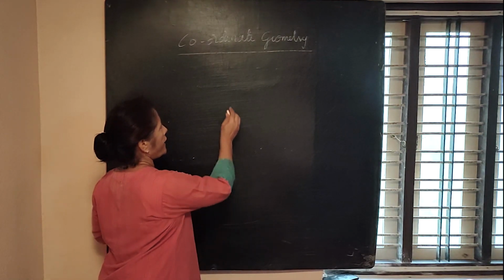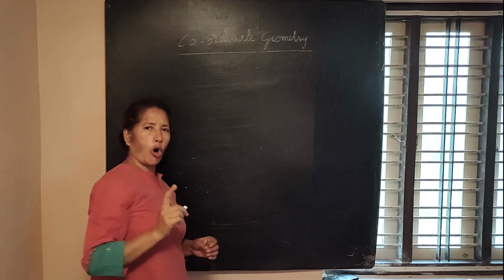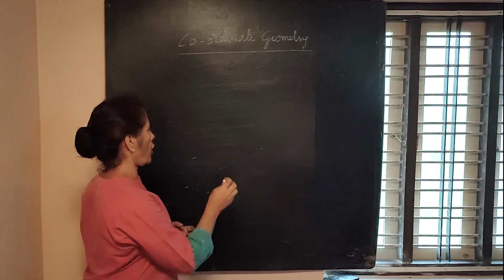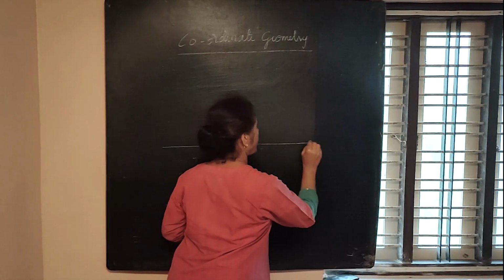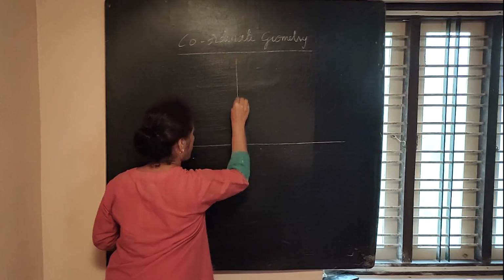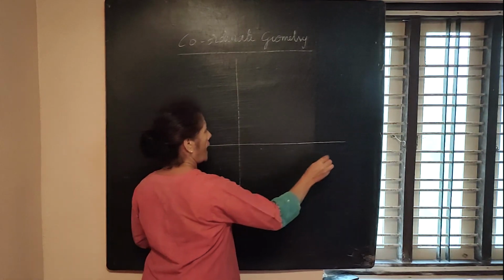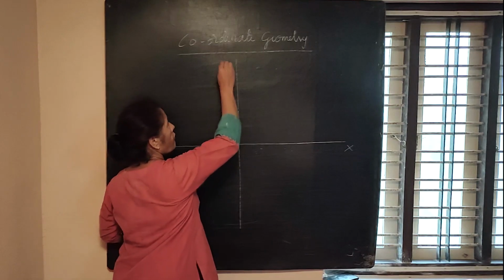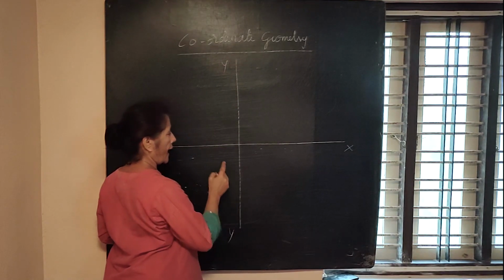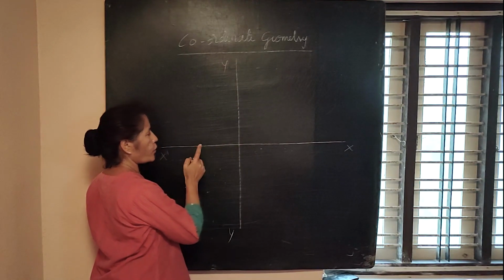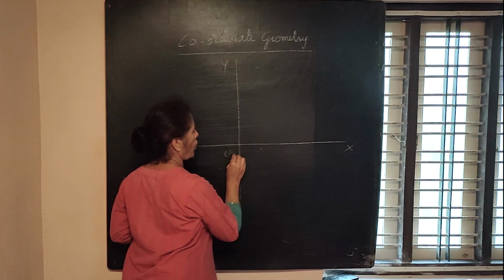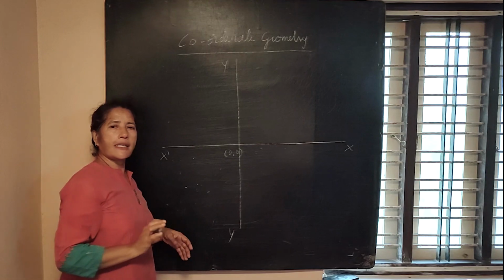In a plane, I can draw two coordinates. They are the x coordinate and the y coordinate. X coordinate I can draw like this and y coordinate I can draw like this, and I can name them x dash, y dash. And the intersection of both the axes, that point is called origin, and the coordinates of the origin are 0, 0.